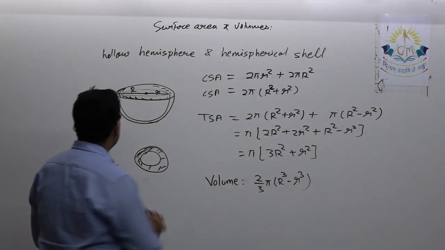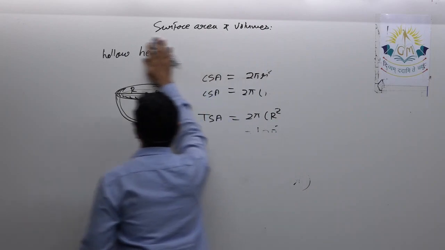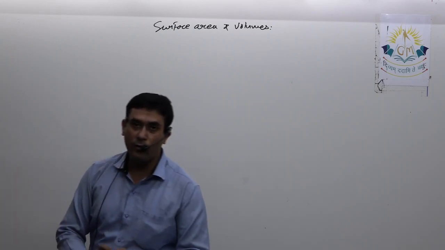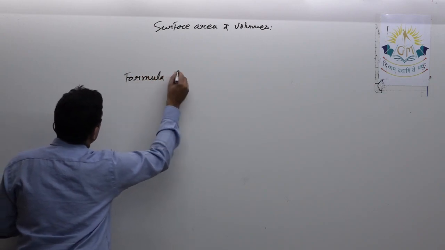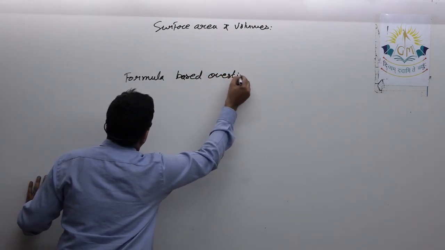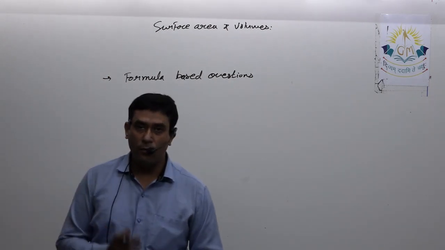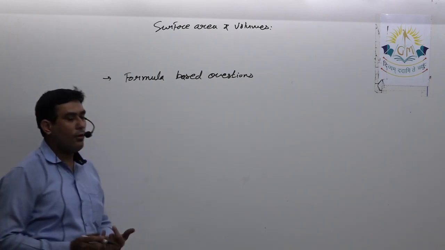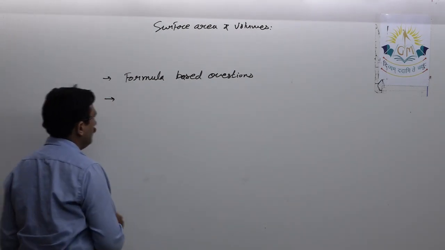Okay, now see, this particular chapter has many varieties of questions. We'll discuss one or two types of questions. The very first type is a directly formula based question. For example, they will ask you to find the volume or the curved surface area or the total surface area of a solid whose all dimensions will be given to you directly. That is the very first type of question.